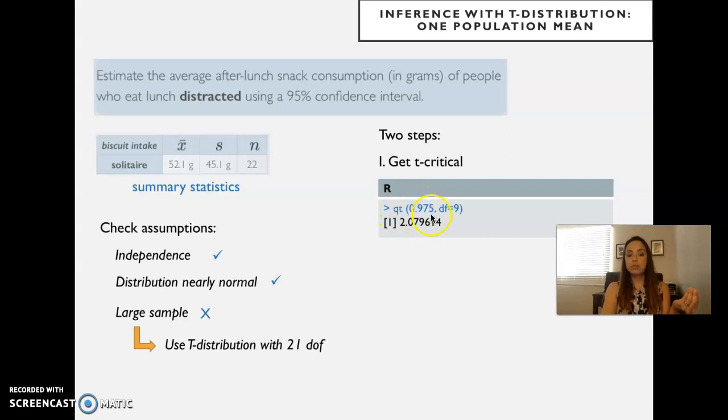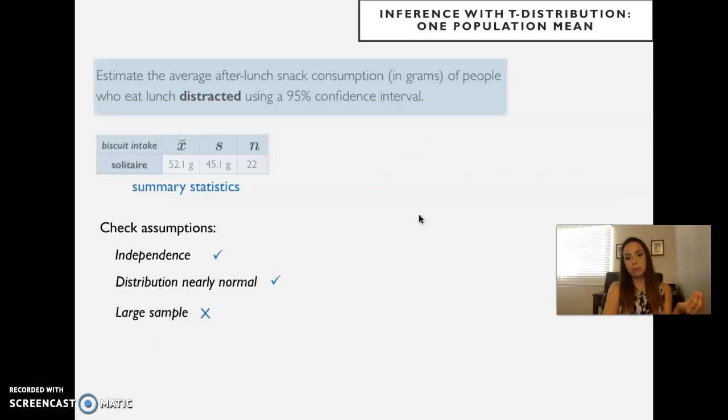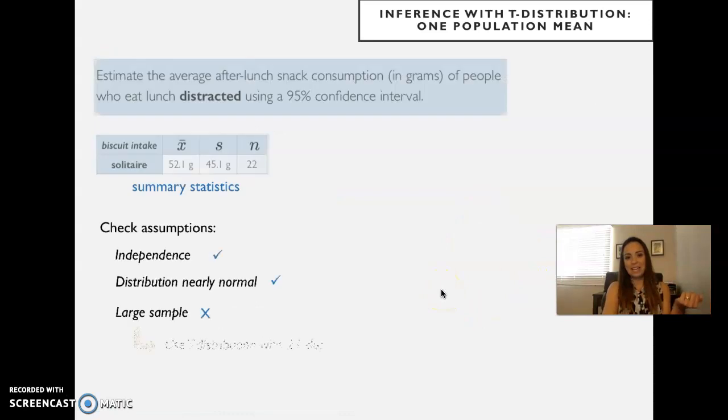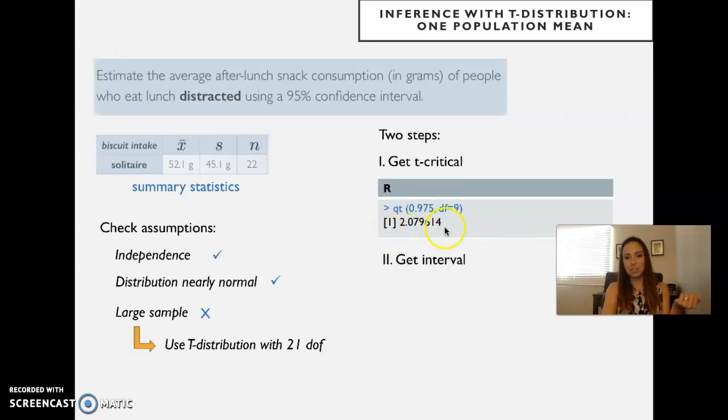So first thing, we want to get the t critical using the qt function. So we're going to put one of the margins here. Remember, I'll go back, we need either this one or this one, and the absolute value of t is the same. I tend to use the larger one just to get the positive value. So our critical boundaries will be 2.08, and then we can get the interval.